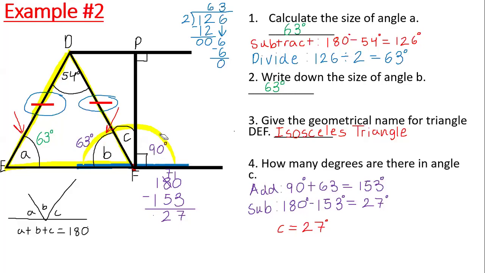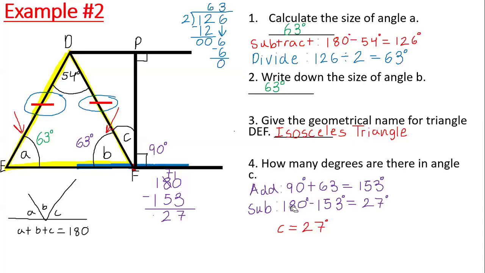Yes, sir. So we already know we have 90, we already have B. So the first thing we want to do is add 90 and the 63. When we add 90 and 63, what do we get? 153 degrees. Good. And then we're going to subtract 153 from what? 180. Why are we using 180?